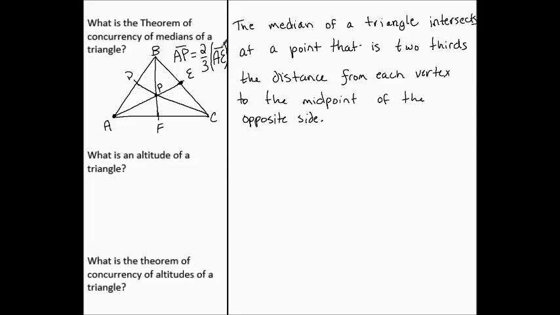Similarly, we could write that B to P will be 2/3 the distance from B to F, and C to P will be 2/3 the distance from C to D.